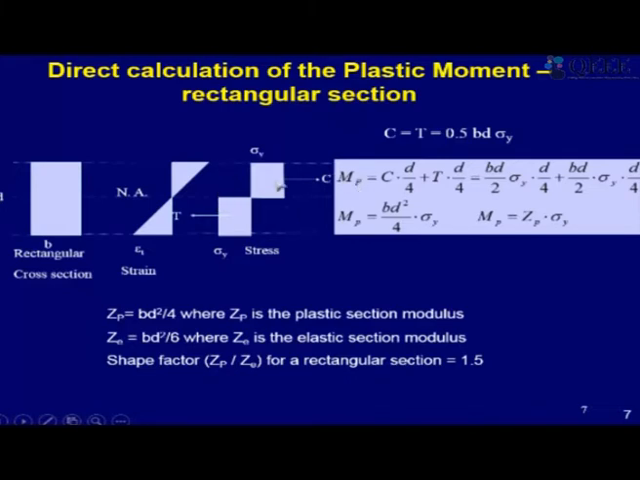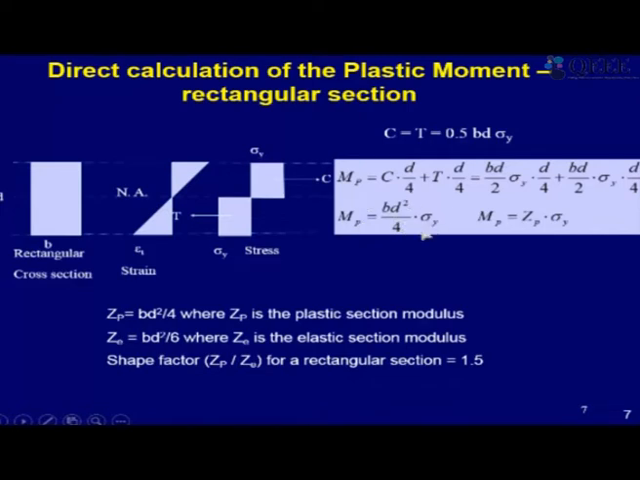So in this case, since it is exactly in the middle, this is D by 4, D by 2 and D by 4. So that means the lever arm between C and T is D by 2. So either I can calculate as C times D by 2 or T times D by 2, or if I take moment about the neutral axis, I am going to calculate as C times D by 4 plus T times D by 4. Okay, so that is what has been written here. So basically we are substituting BD by 2 as C and T, and we get the Mp as BD square by 4 times Fy.